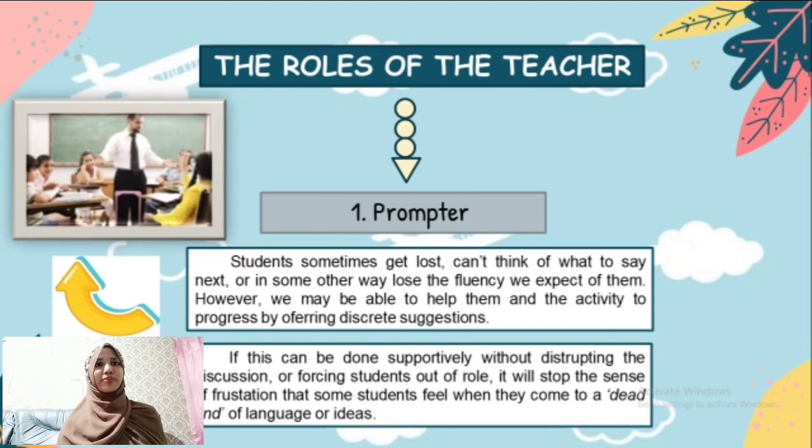The first is prompter. Students sometimes get lost, cannot think of what to say next, or in some other way lose the fluency we expect of them. We can leave them to struggle out of such situations on their own, and indeed sometimes this may be the best option. However, we may be able to help them and the activity to progress by offering discreet suggestions. If this can be done supportively without disrupting the discussion or forcing students out of role, it will stop the sense of frustration that some students feel when they come to a dead end of language or ideas.